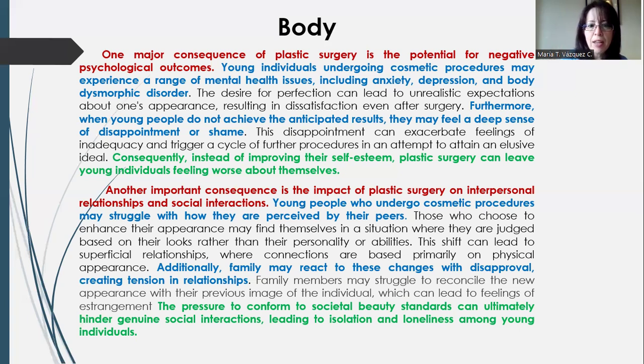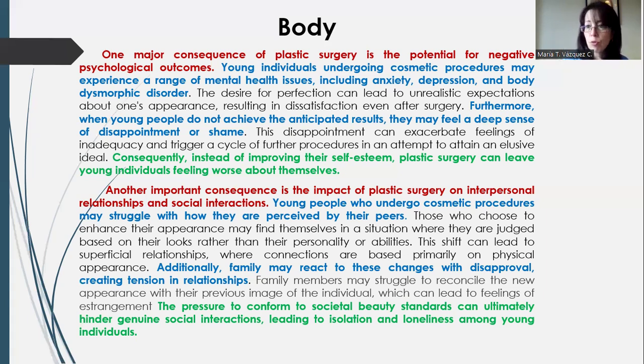2 main supporting ideas. The first one says, young people who undergo cosmetic procedures may struggle with how they are perceived by their peers. And then the explanation of that idea, the analysis. Those who choose to enhance their appearance may find themselves in a situation where they are judged based on their looks rather than their personality or abilities. This shift can lead to superficial relationships where connections are based primarily on physical appearance.